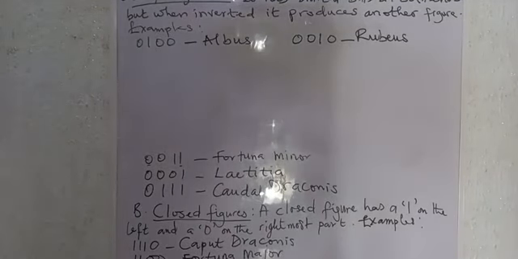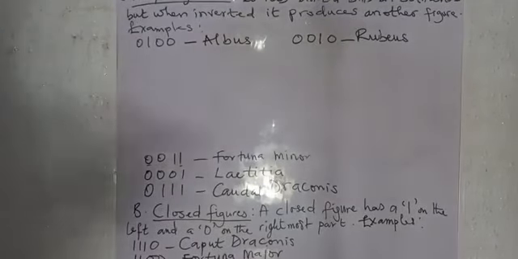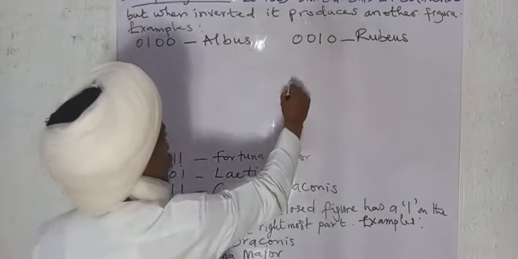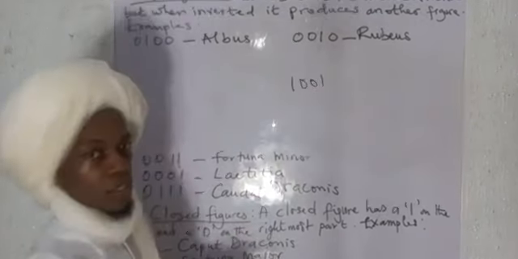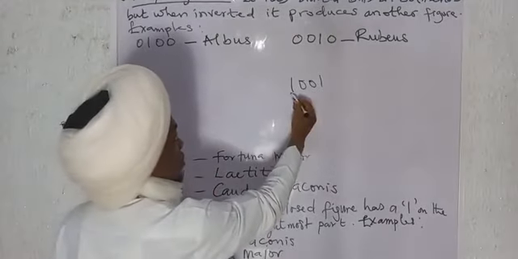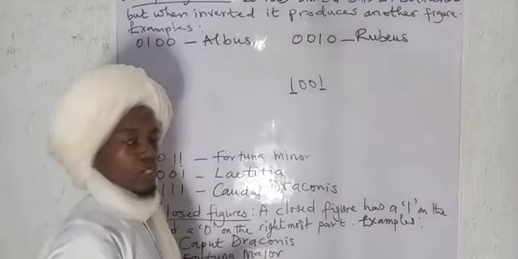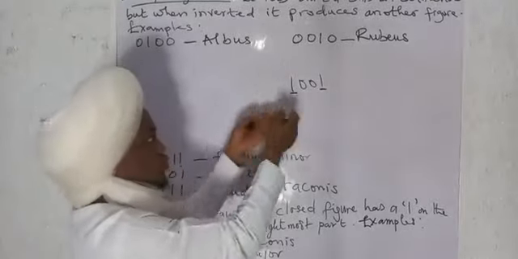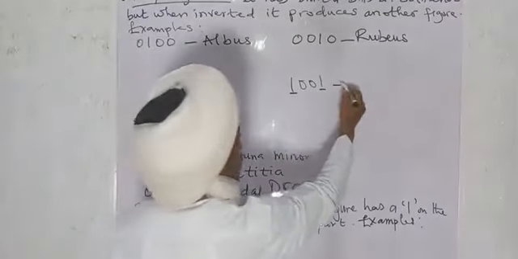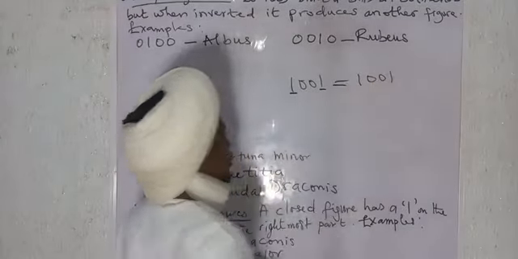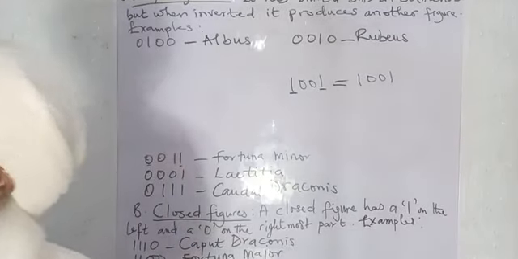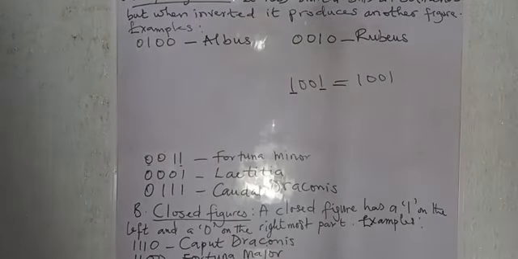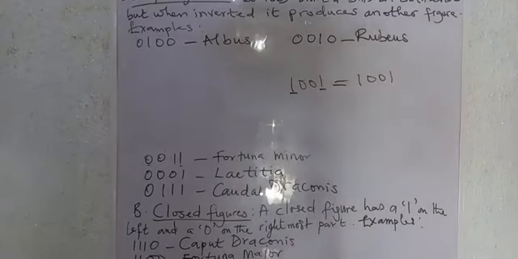No, brother Ayobami, that one you gave, this 10001, is not a flip figure. Now let me tell you the reason why. Yes, it has similar bits on both ends, but if you try to invert it, you still get the same figure. It will still give you 10001. So it is not flip. It doesn't follow the definition.